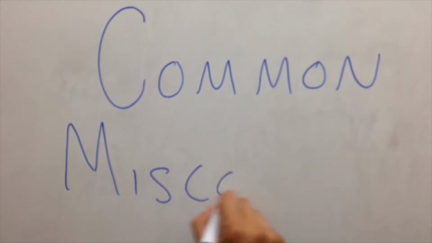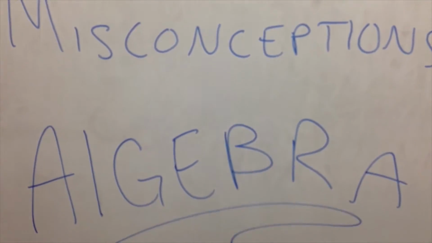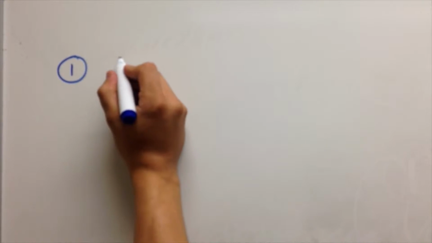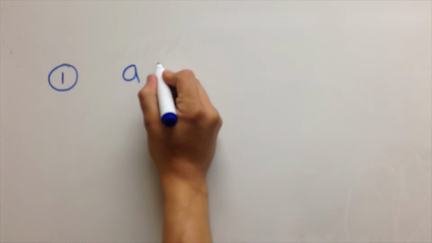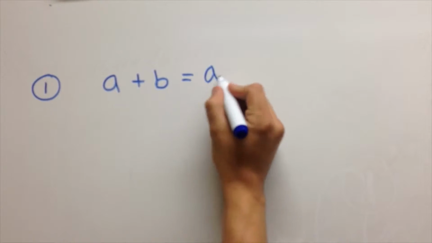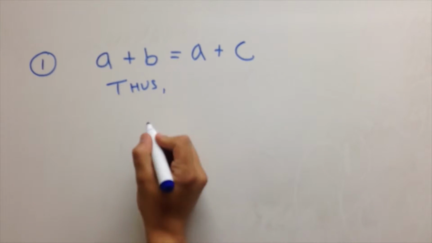In this video, I'm going to talk about the common misconceptions that students might have in the class of algebra. Now, the first misconception that I have for you is that if two variables equal each other, this can be confusing to students. Now, let's take A plus B is equal to A plus C. Thus, B is equal to C.